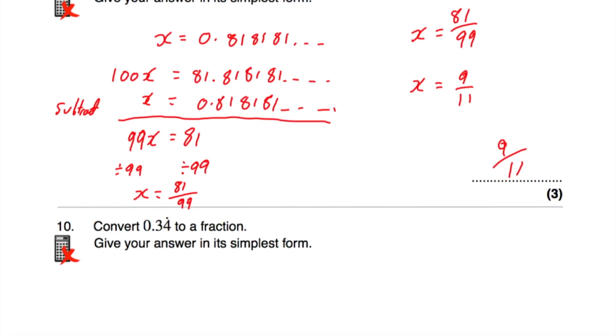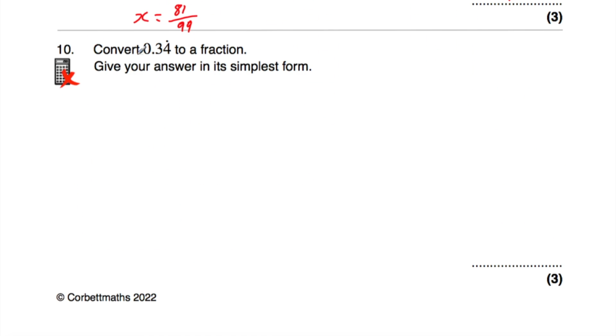Okay, let's have a look at question number 10. Question number 10 says to convert the number 0.34 with a dot above the 4, so that's 0.344444 and so on, to a fraction, and to give our answer in its simplest form. So let's let this be x. So we're going to write x equals 0.344444 and so on.